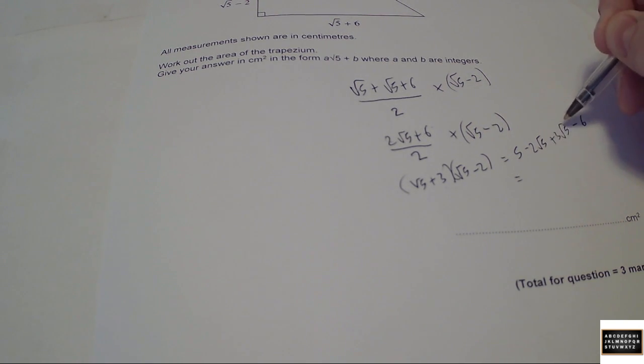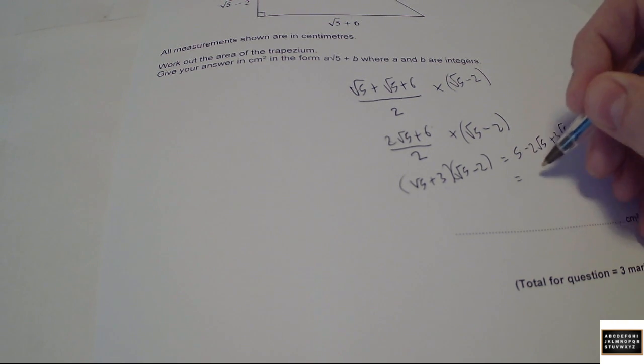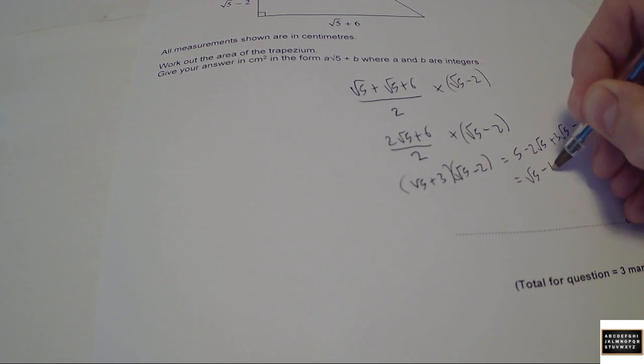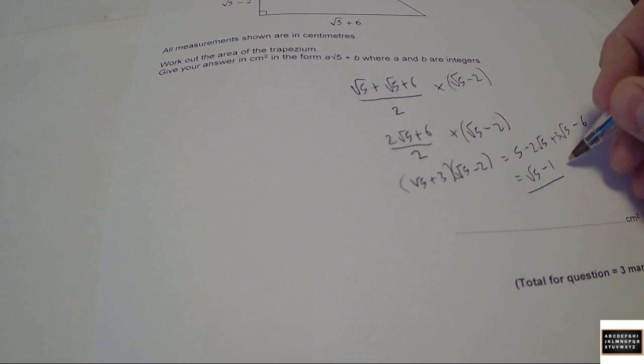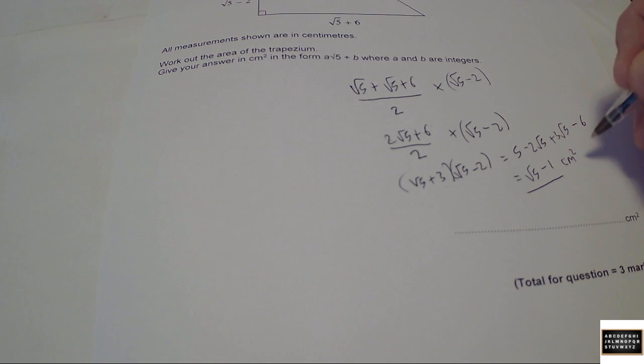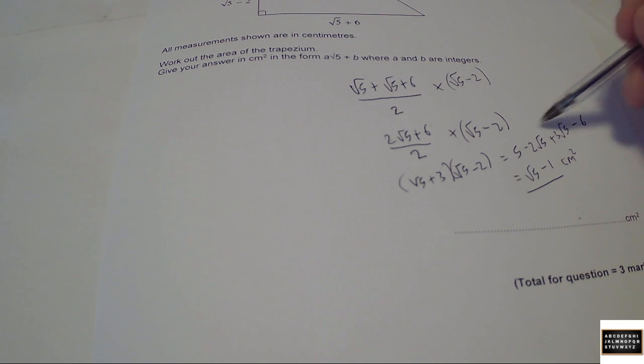Minus 2 root 5 plus 3 root 5 is just root 5, and then you've got 5 minus 6 here, well, that's going to be minus 1, so you end up with root 5 minus 1, and it's in centimetres squared, so that would be the answer that you would write in there. So root 5 minus 1. Again, just some little pointers. Just be really cautious about this.